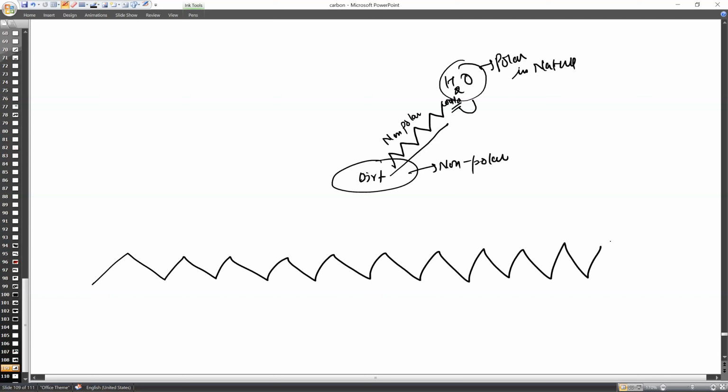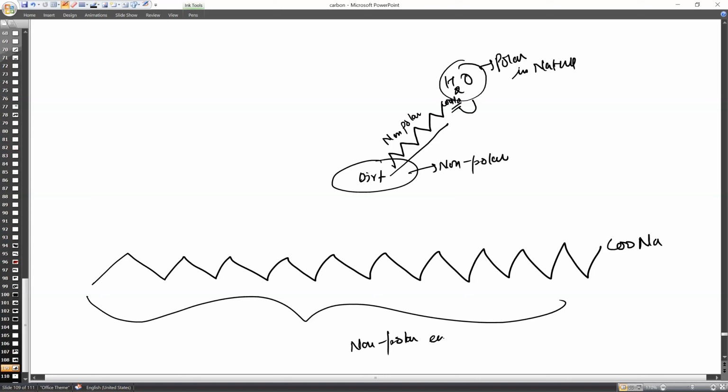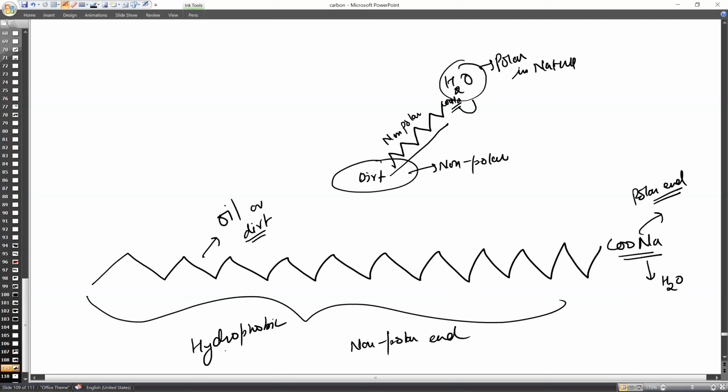of soap or detergents. So this end is the non-polar end, and this end is the ionic end, or we can say polar end. So this end gets attached with the water, and this gets attached with the grease or oil or dirt. This end is called the hydrophobic end. Hydrophobic means water repelling, and this one is water loving, or the hydrophilic end.